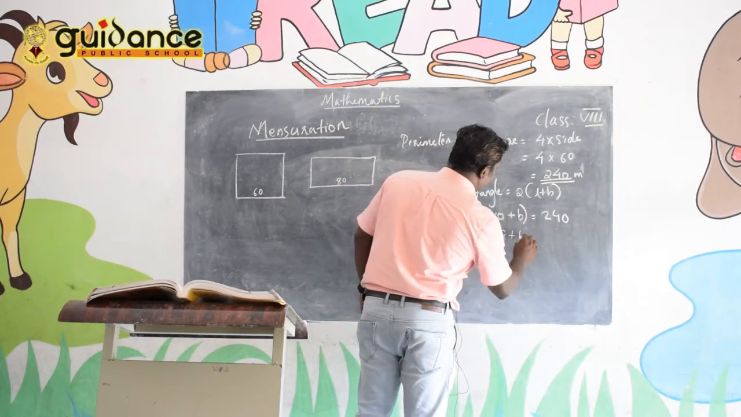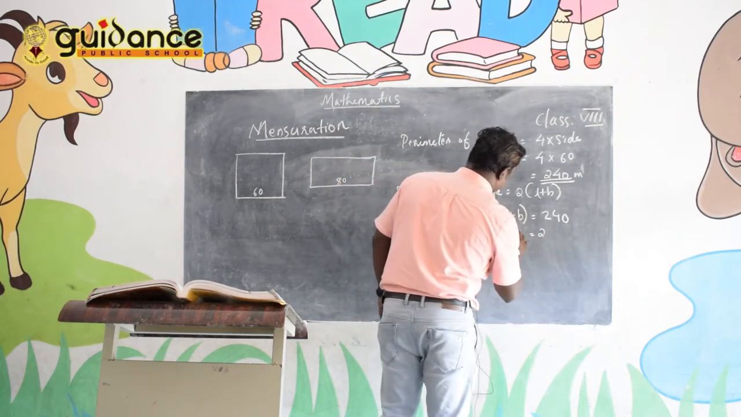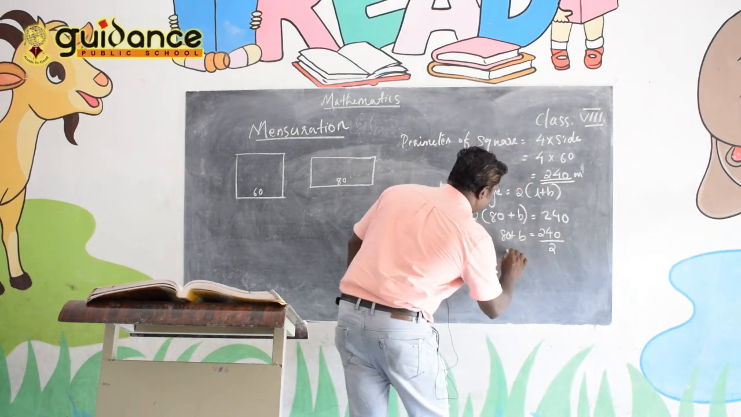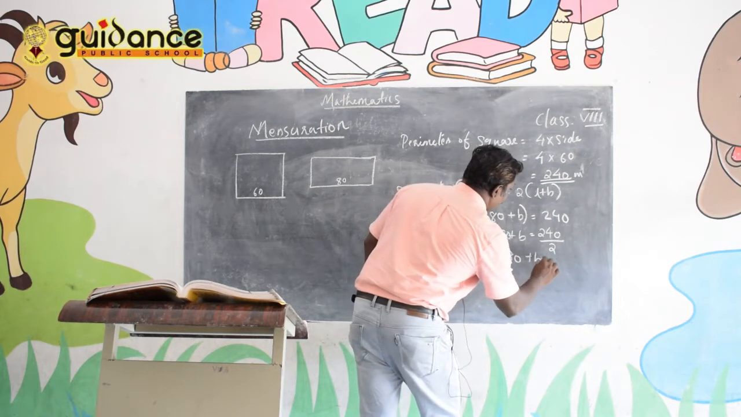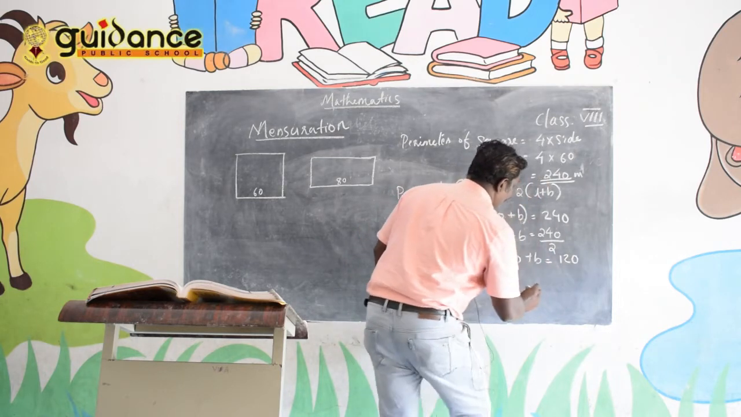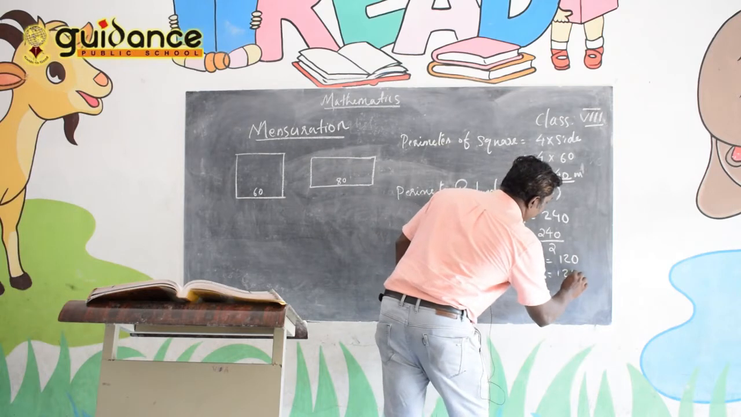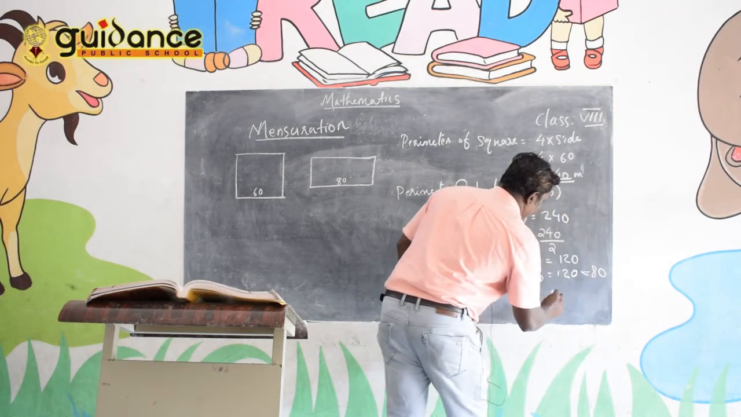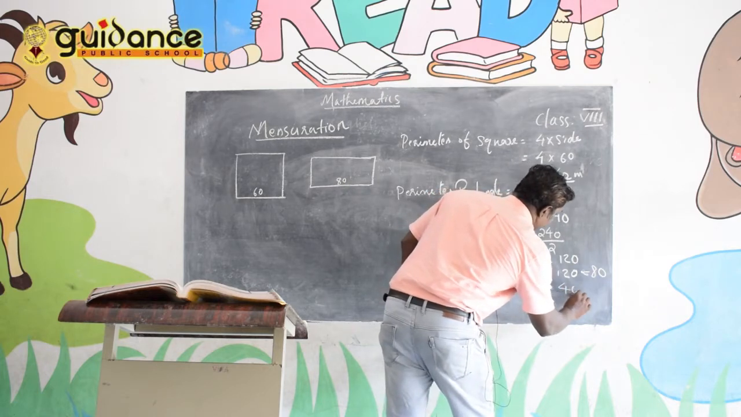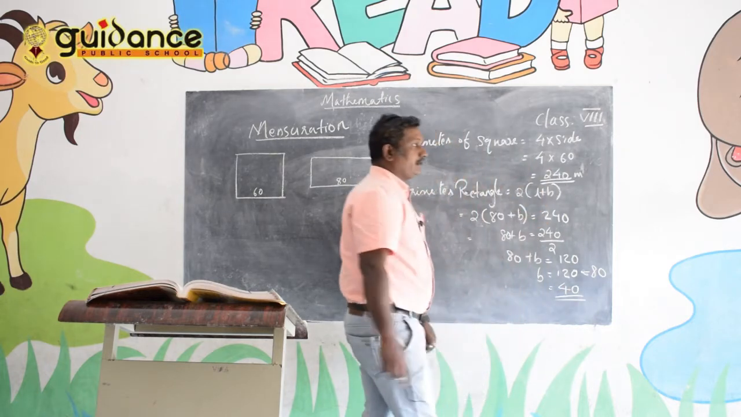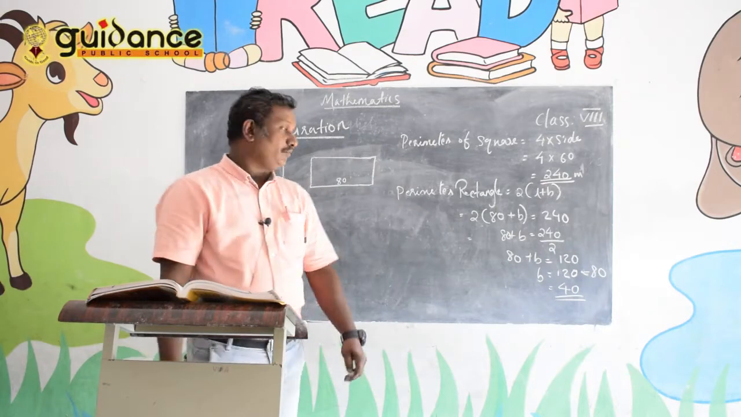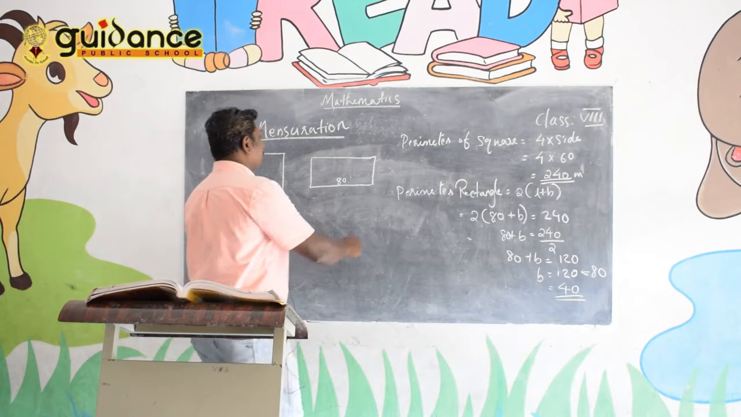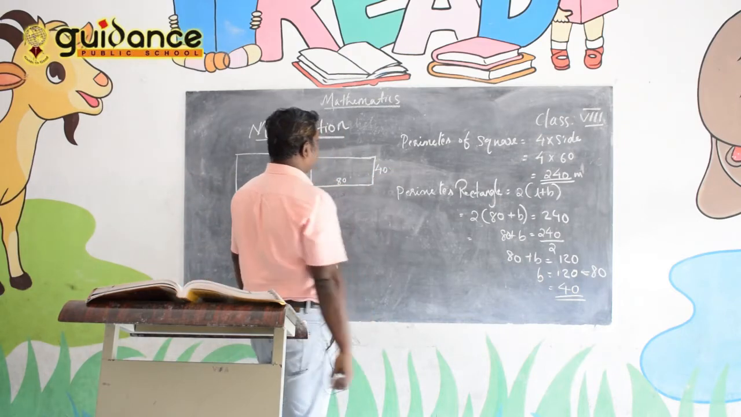80 plus B equals 240 by 2, so 80 plus B equals 120. B equals 120 minus 80, equals 40. Breadth equals 40. So we got the length and the breadth of the rectangle. The breadth of the rectangle is 40.